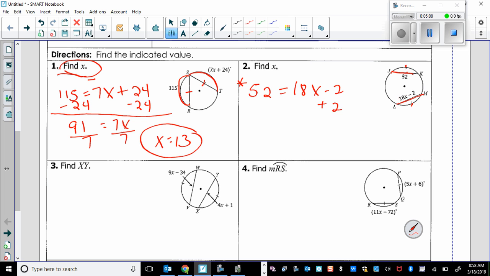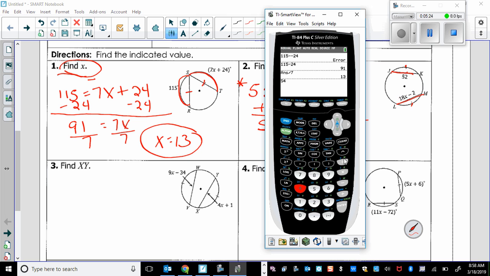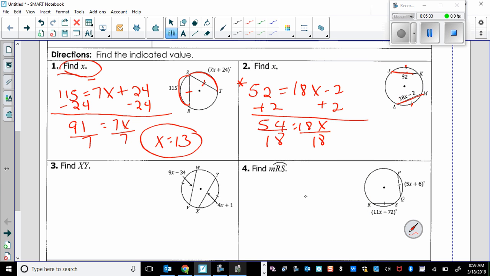So we'll do plus 2 to both sides. Okay, this gives you 54 equals 18x. So you have to divide both sides by 18. Okay, so you can pull out your calculators and say, what's 54 divided by 18? That would give you a 3. Perfect. So x will be 3.